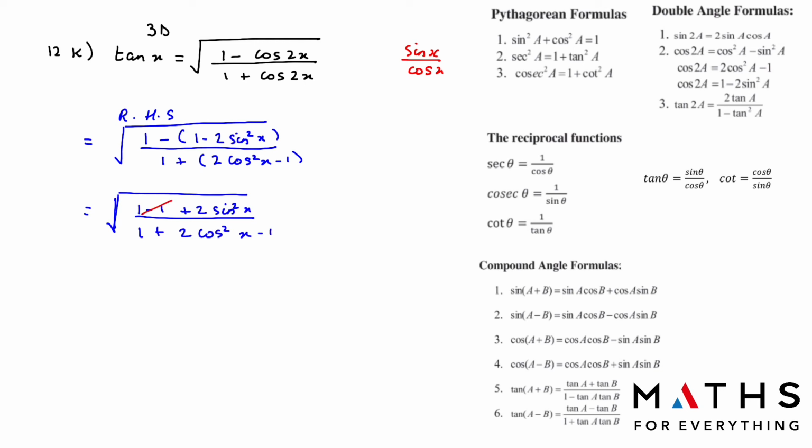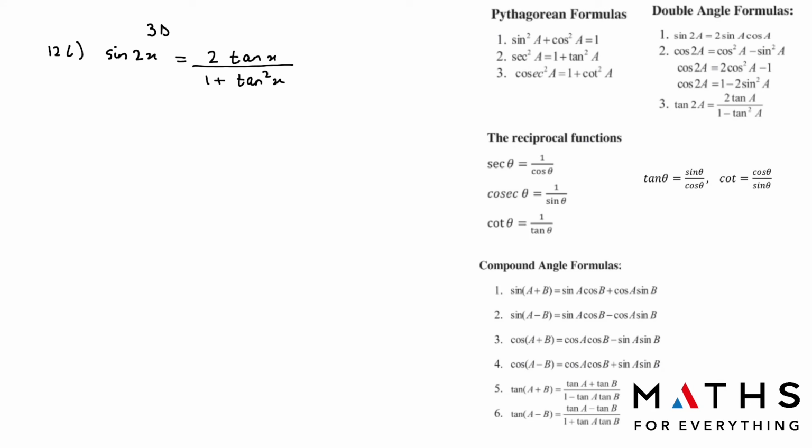1 minus 1 is cancelled. 1 minus 1 is cancelled. Even the 2 got cancelled. So we now have sine square x over cos square x. As everyone knows, root and the square gets cancelled, leaving us with sine x over cos x, what we needed to change to tan x. And we proved that it is equal.